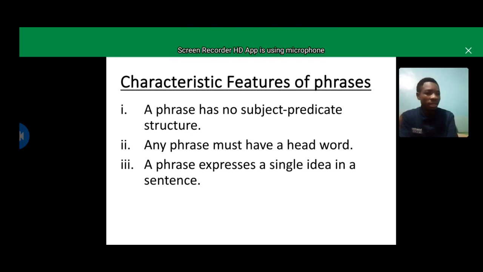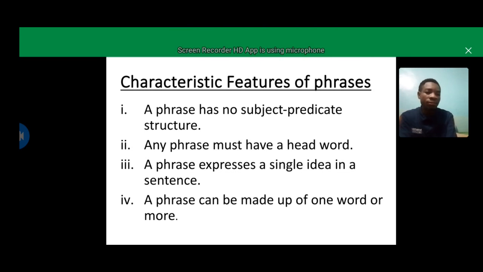A phrase expresses a single idea in a sentence. So, as I said, a phrase has no complete sense in itself. So it must be connected to other words or another phrase to express a single idea in a sentence. And characteristic number 4, a phrase can be made up of one word or more. So as I defined before, a phrase is a word or group of words. So a phrase can be a single word or a combination of more than one word.